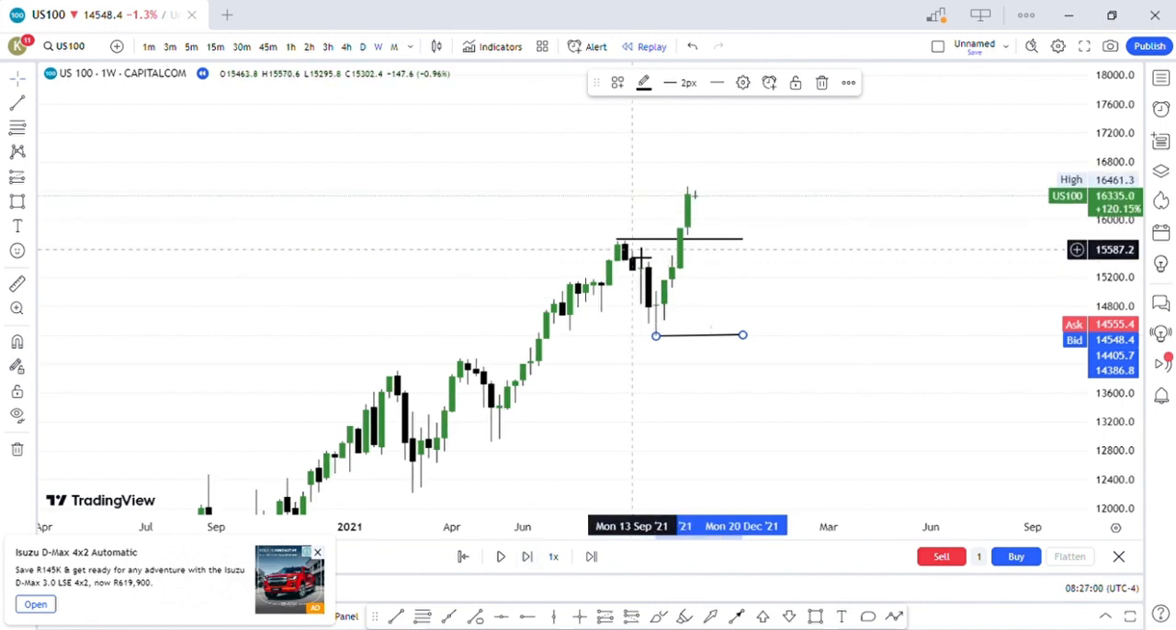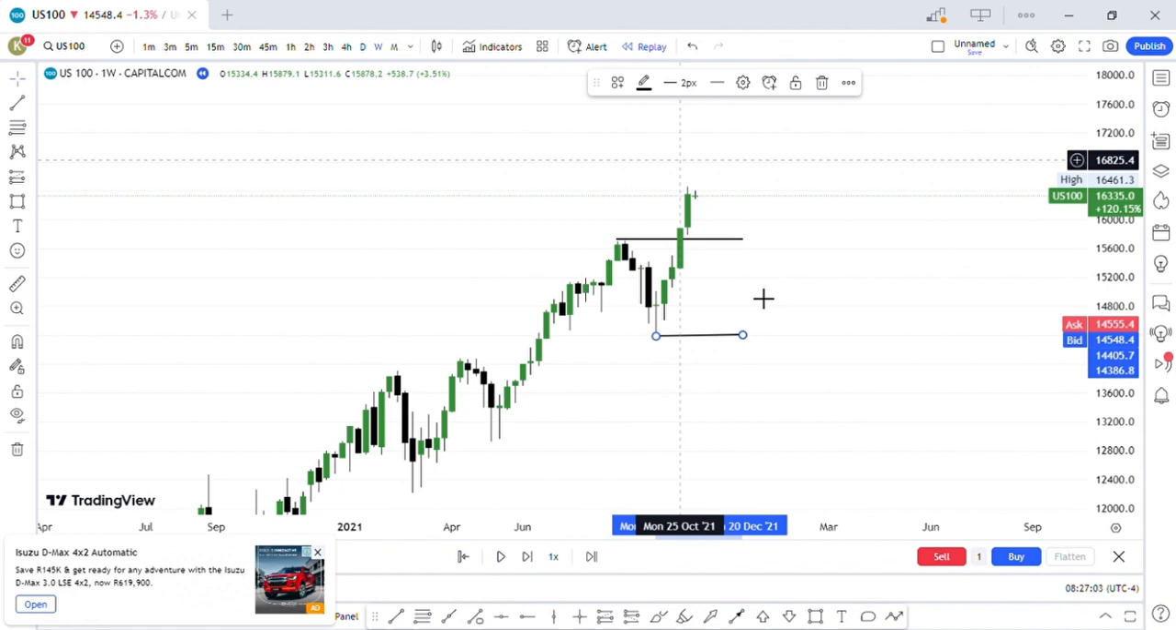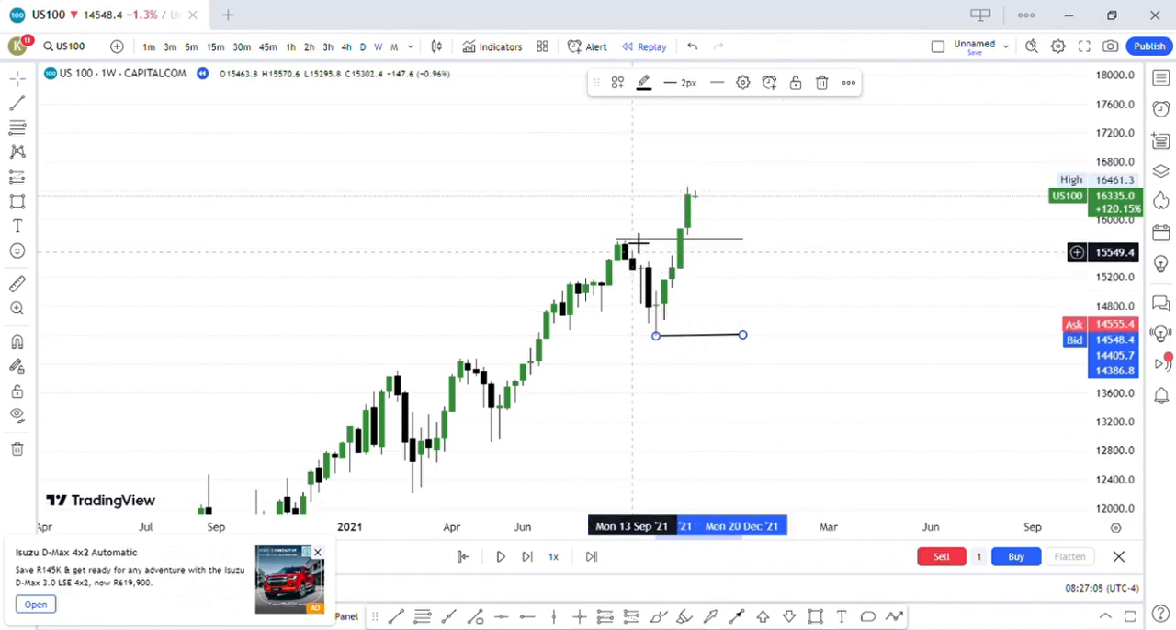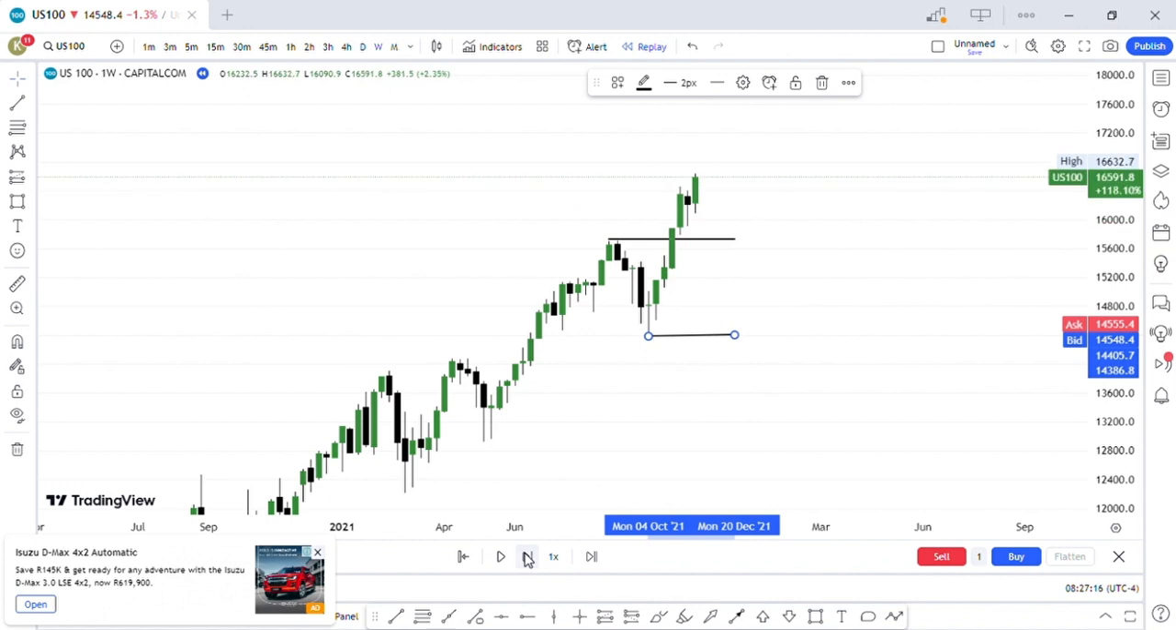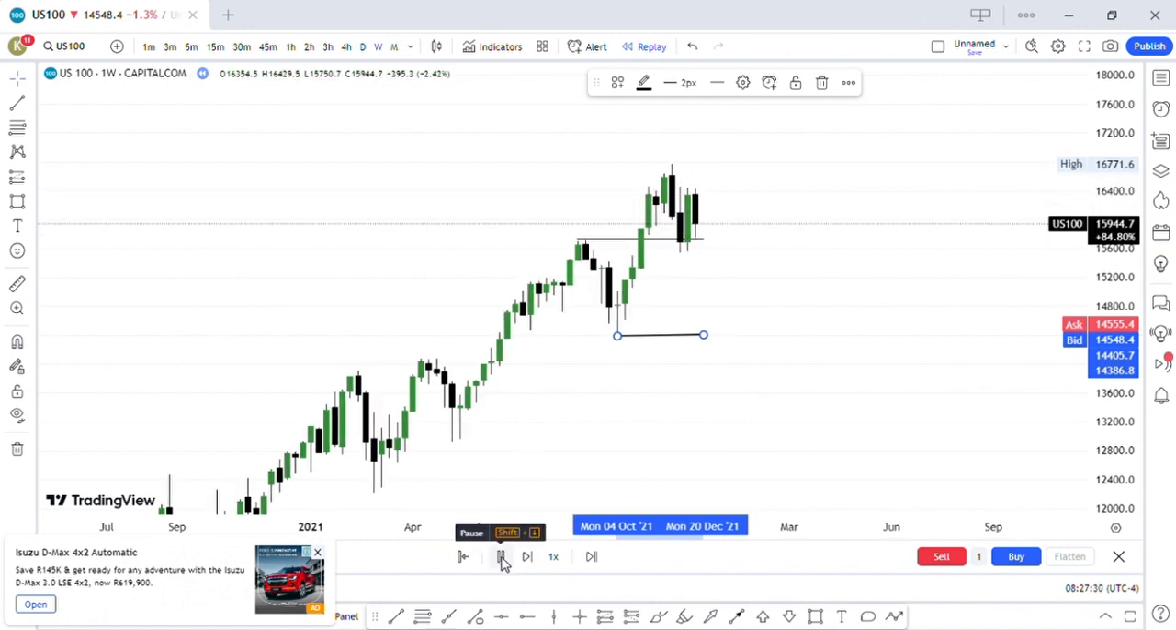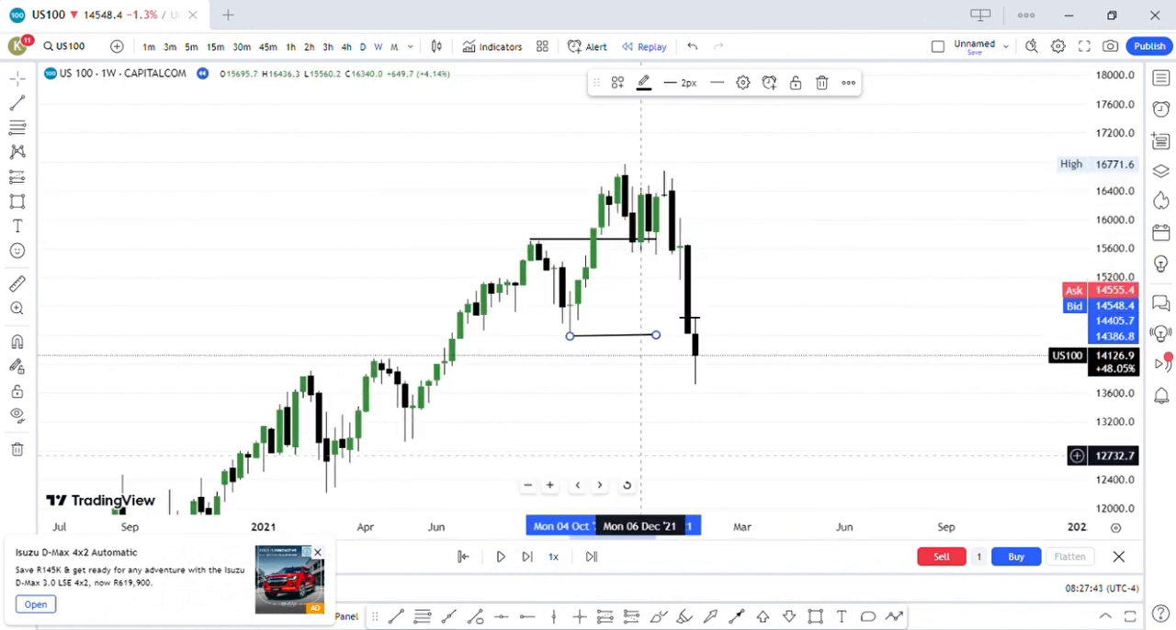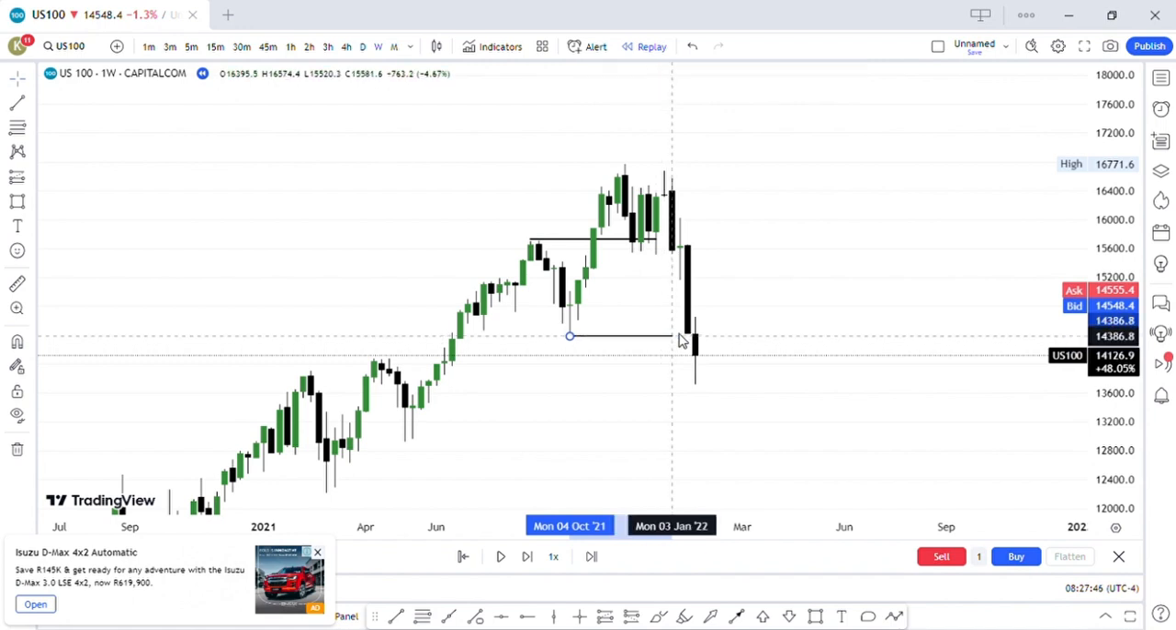The market broke the high, making a higher high. This is our low. This is our high. This is our low. Now the market is making a higher high. We expect the market to come and displace below this low and make a lower low. We have a displacement below this low, making a lower low.